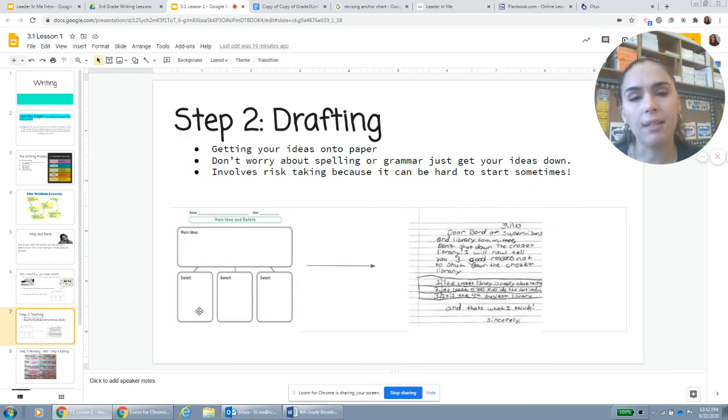Step 2 is drafting. Step 2 is getting your ideas onto paper. You don't worry about spelling or grammar, you just get your ideas down. And it involves risk taking because it can be hard to start sometimes. So I put this little picture to show you how in pre-writing, you're using a graphic organizer, but then during drafting, it's actually getting your ideas down. And notice that usually during drafting, it doesn't even have to be perfect. It can be sloppy, you can erase, you can cross things out. The whole idea is just to get sentences onto the paper.